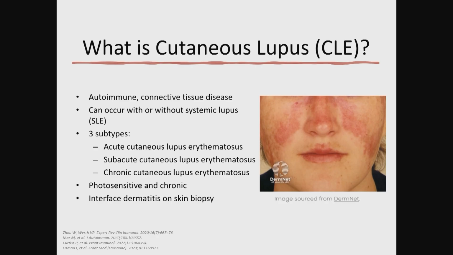We subdivide cutaneous lupus into three categories: acute, subacute, and chronic cutaneous lupus. These three subcategories are united by the fact that these are photosensitive lesions, that when you biopsy them, they show a specific finding called interface dermatitis that the pathologist can recognize, and that they can occur in patients with systemic lupus. The three subtypes are acute, subacute, and chronic cutaneous, and we're going to get into each of those.